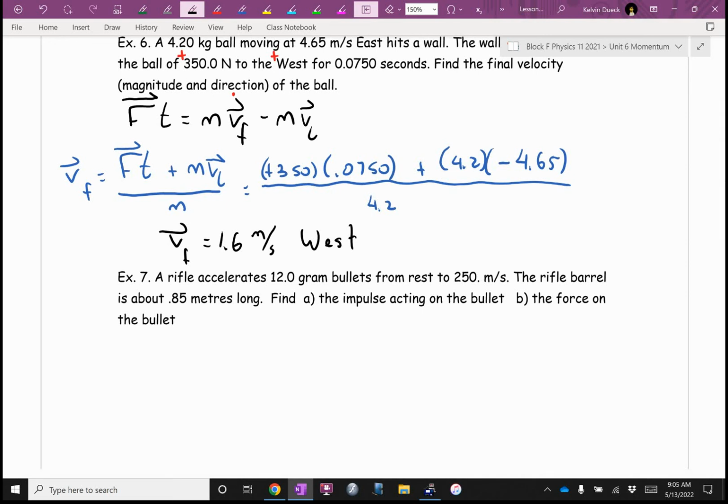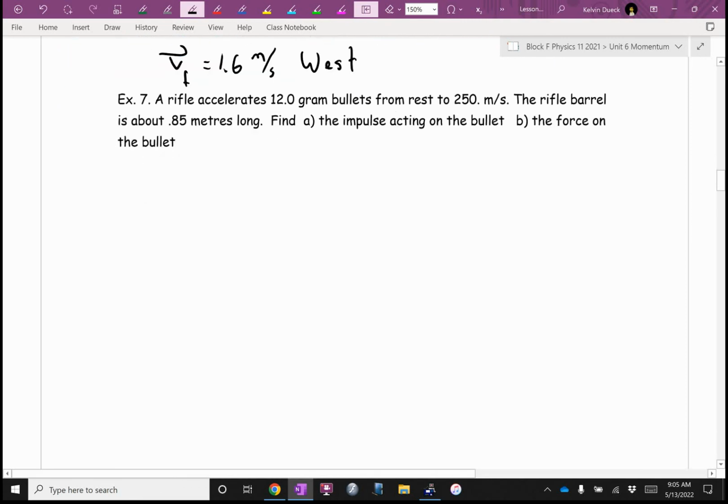Good stretch, Aiden? I know, there's a lot of theory. This is not my most dynamic lesson. I know. Okay.